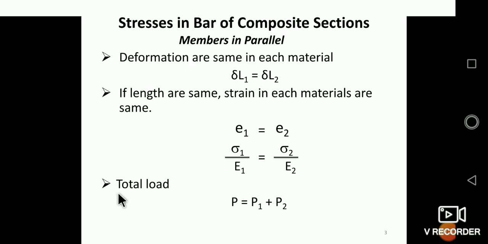Lastly, the third step is to find the total load, which is P is equal to P1 plus P2. So majorly we have three steps, but for calculations we require only two: sigma 1 upon E1 is equal to sigma 2 upon E2, and total load P is equal to P1 plus P2.